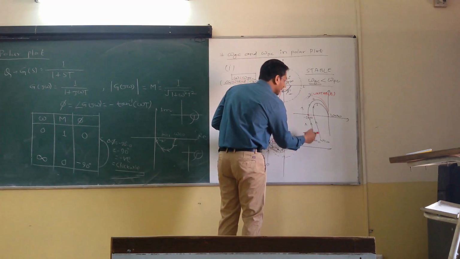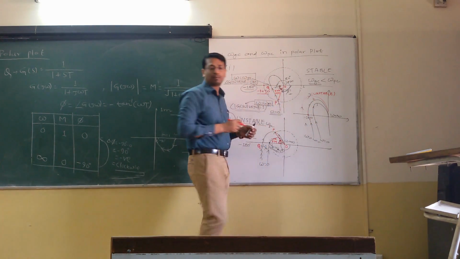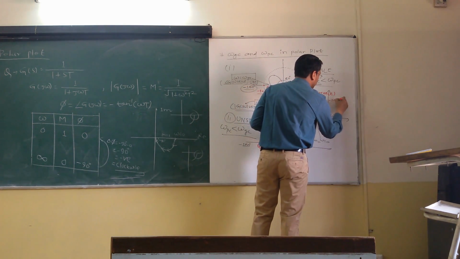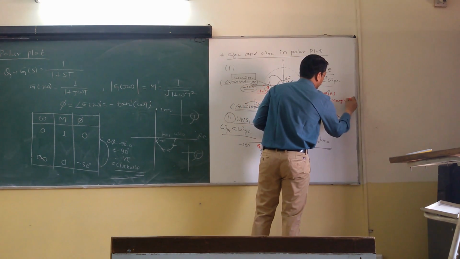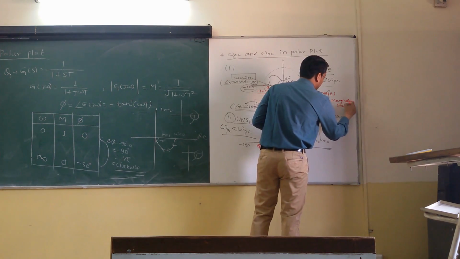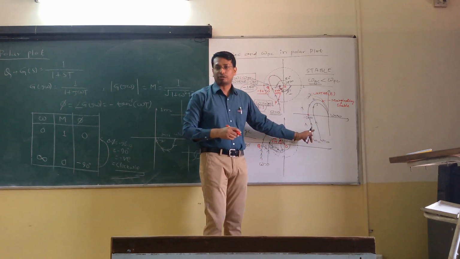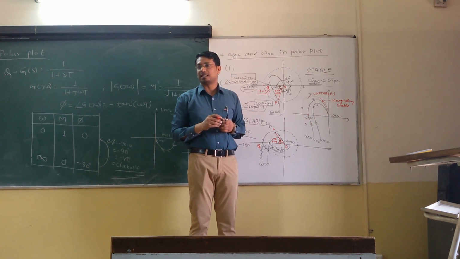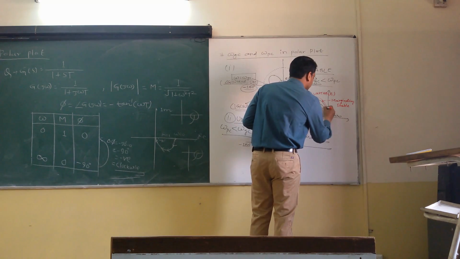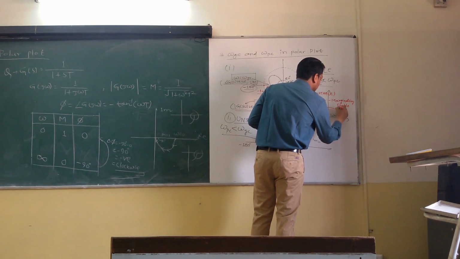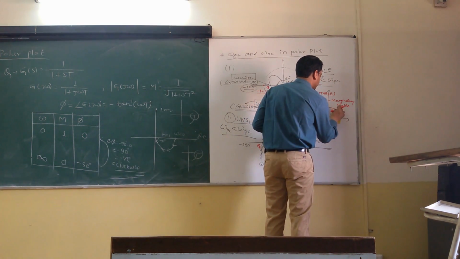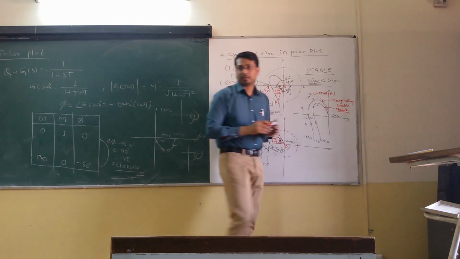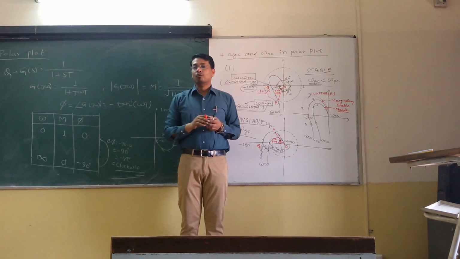Once again, second graph, number 2, passes through -1 plus j0 point itself. So it is marginally stable. And the first curve, if you see the first curve, -1 plus j0 point is not enclosed by the first curve. So you will say this is stable. Stable. Okay.